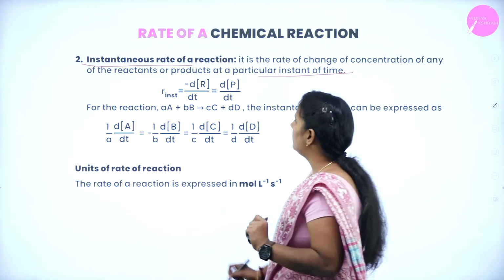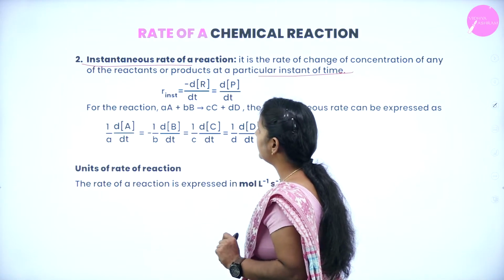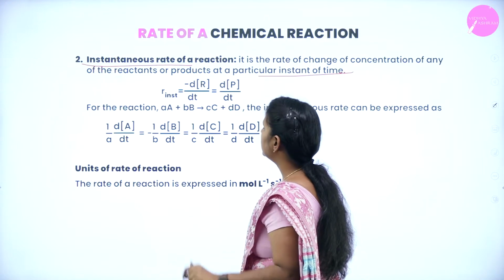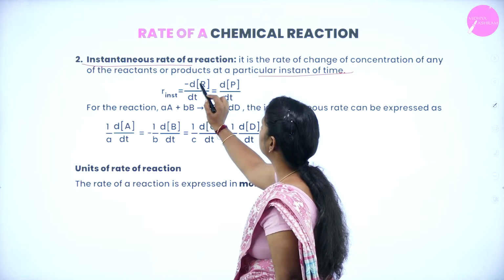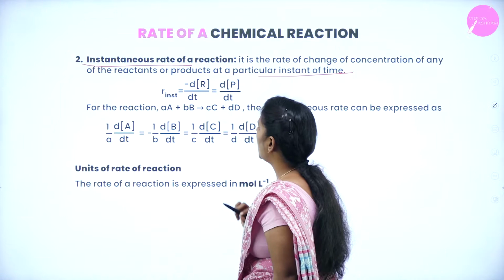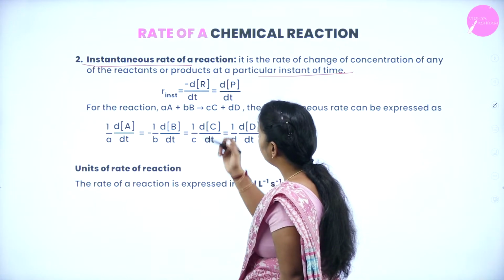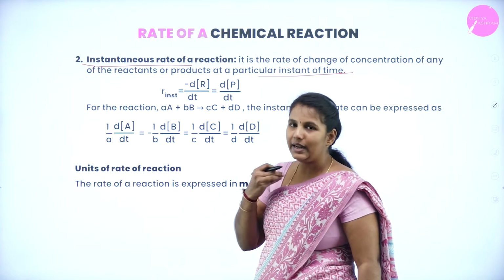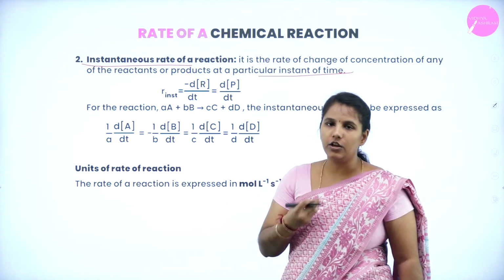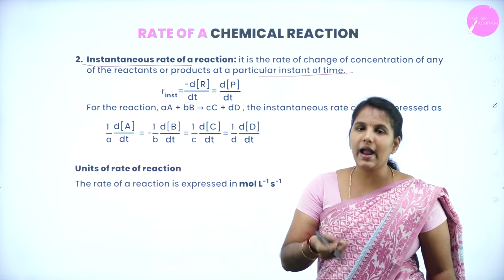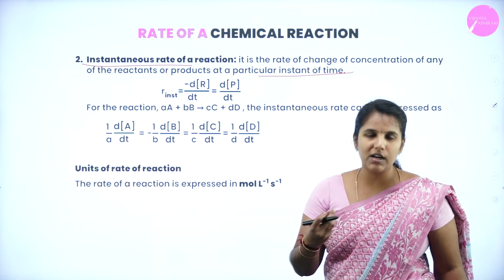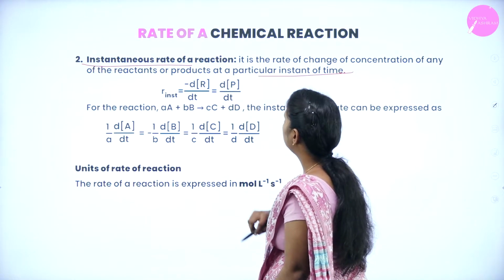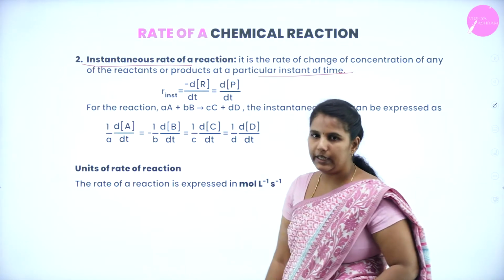So it can be obtained as R instantaneous, that is the rate of the reaction at an instant, is equal to minus d concentration of the reactant divided by dt. What are d and dt? Here d and dt are nothing but the change in concentration and the change in time, of the reactant and the product respectively. Okay. So it is equal to d of P divided by dt.